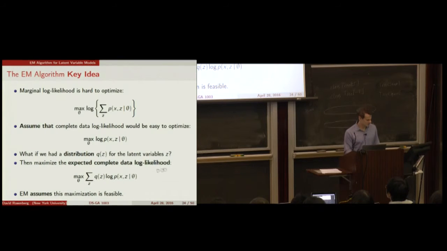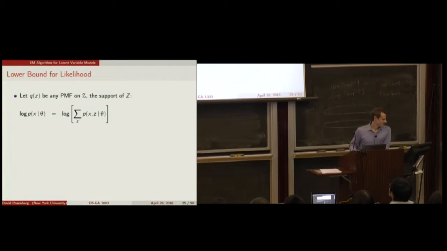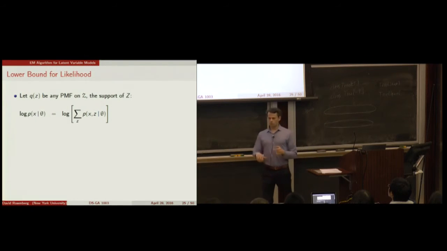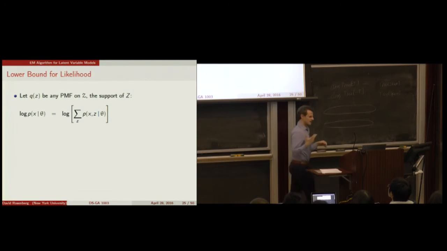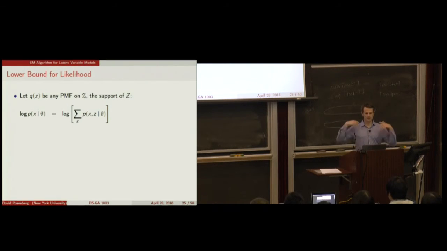So EM also assumes that this maximization is feasible. All right. So in the EM algorithm, we don't know exactly how to maximize the marginal likelihood. So what we're going to do instead is find a lower bound on the likelihood and maximize that instead.